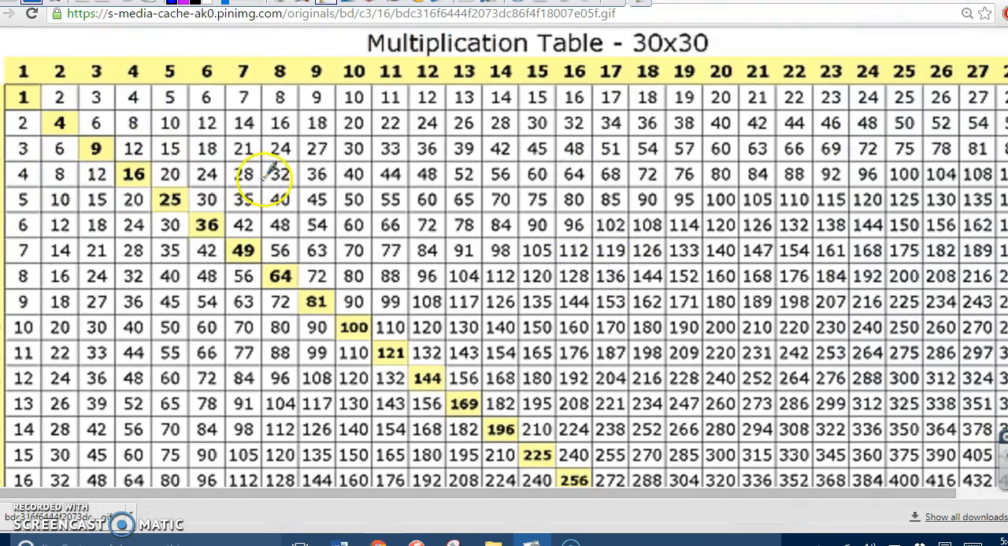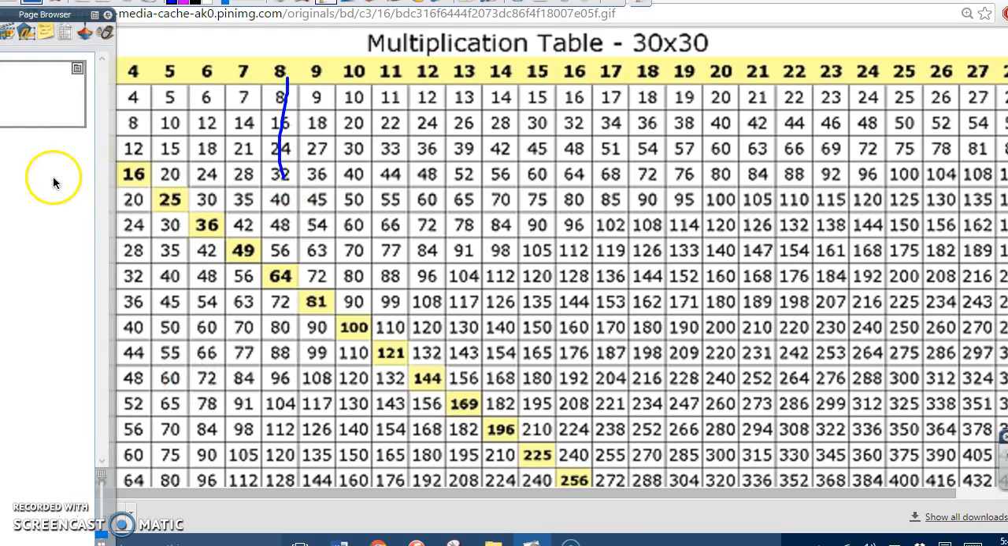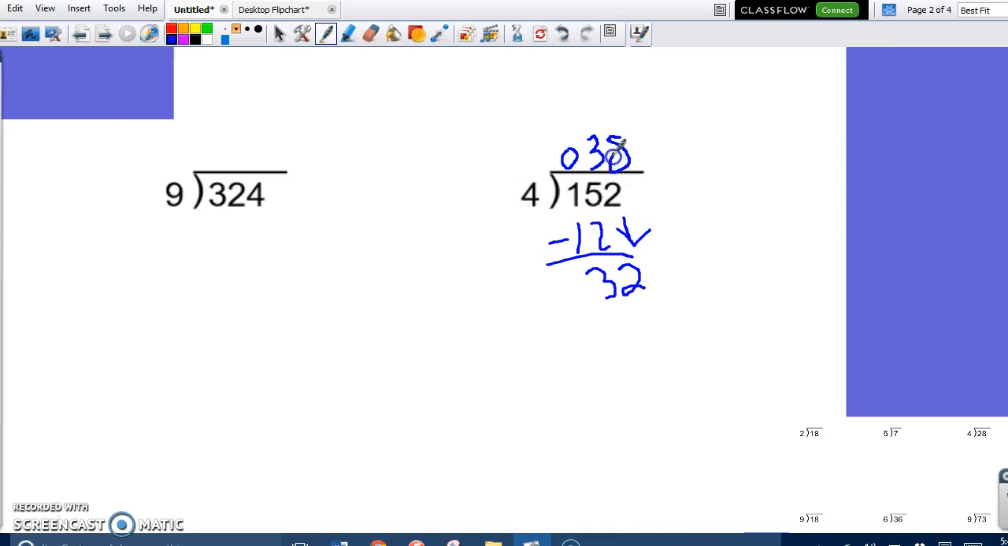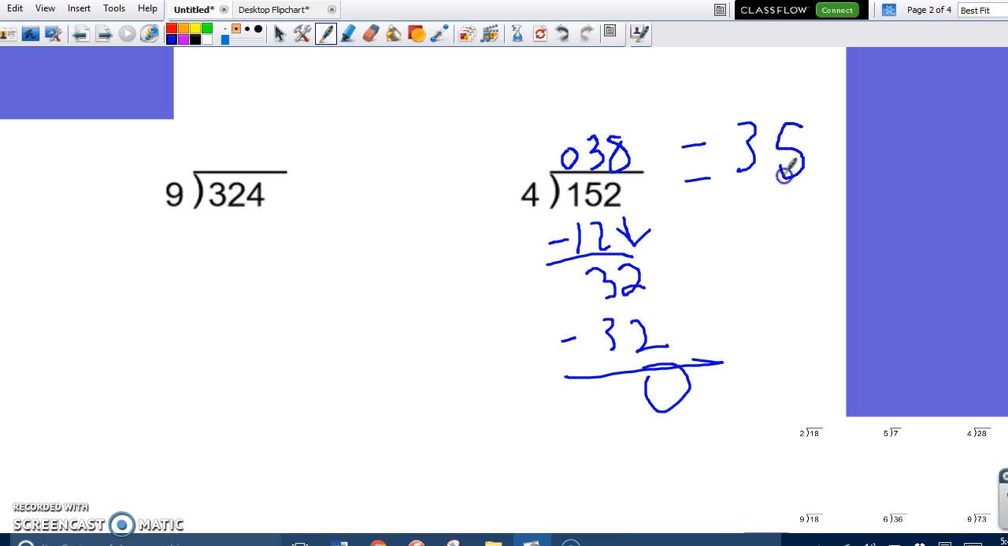4 will go into 32, and that is an even number. Because 4 times 8 is 32, so I'm going to take my 8 over. Okay, 4 times 8, remember to multiply, or 8 times 4, 32, and subtract. I have nothing left over. So, final answer, 38. Remember, if you don't have a remainder, you don't have a fraction.